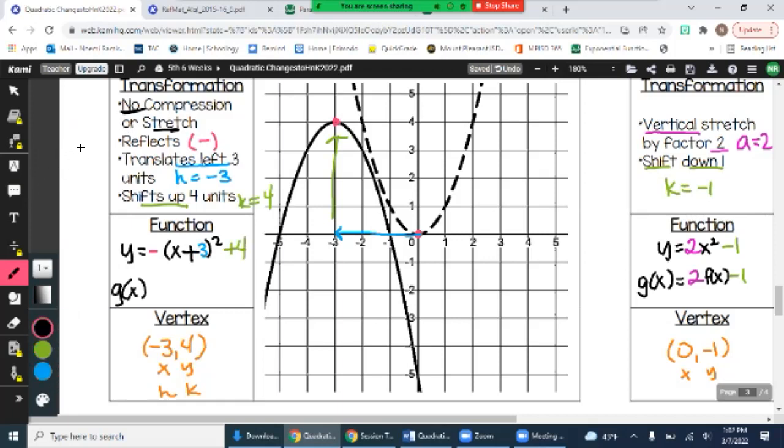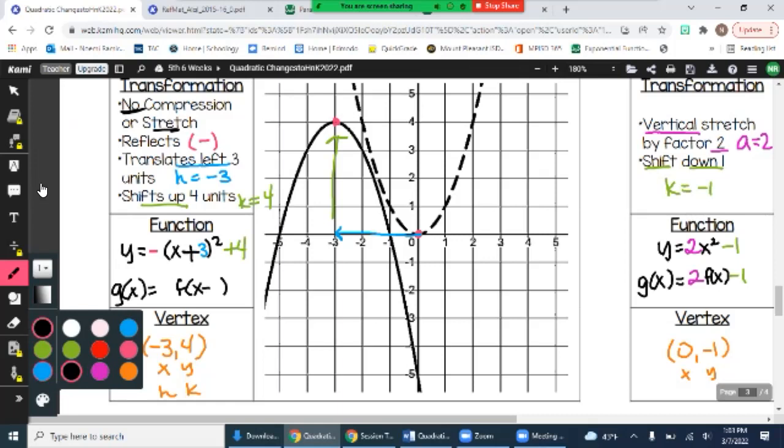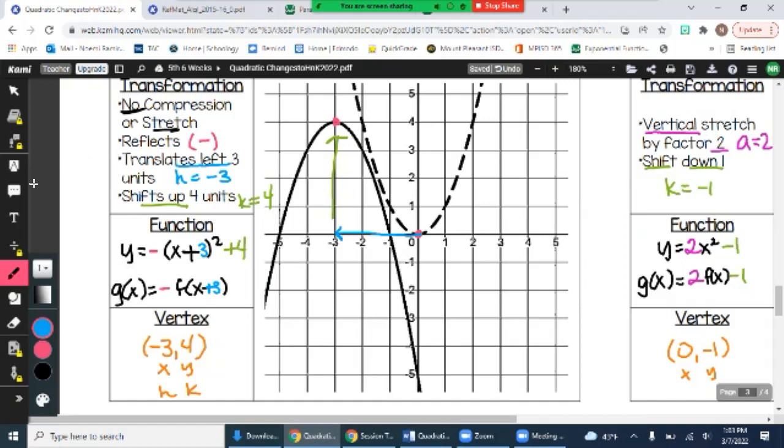And now in g of x form, write f of x minus, don't include the squared. So Aiden said the first thing is to include that negative. That is correct. That x minus changed to x + 3. Once again, there's no squared in f of x form, and then +4 on the outside.